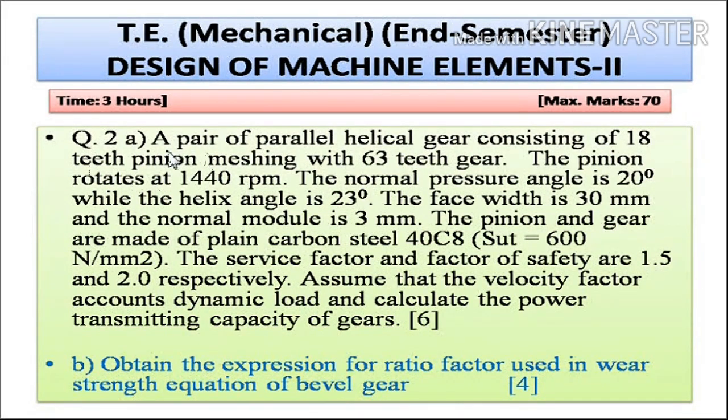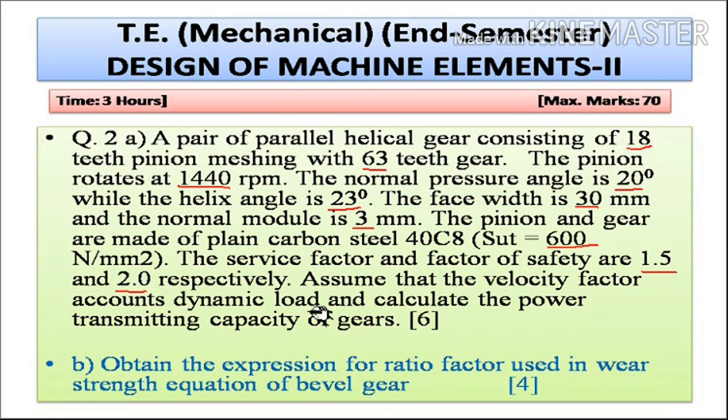A parallel helical gear consisting of a pinion meshing with a 63 teeth gear. So pinion teeth are 18 and teeth on gear are 63, and the pinion is rotating at 1440 rpm. The normal pressure angle is 20 degree while the helix angle is 23 degree. The face width for the gear is 30 mm and the module of the gear is 3 mm, that is normal module. The pinion and gear are made of the plain carbon steel 40C8 having SUT 600 Newton per mm square, and the service factor is 1.5 while the factor of safety is 2 for this gear design.